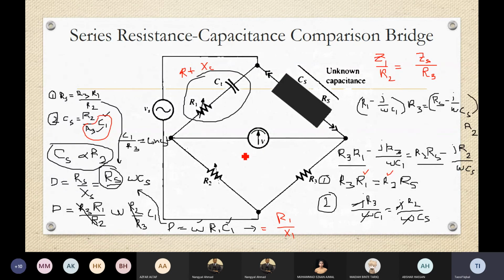Any question regarding this circuit? Okay.